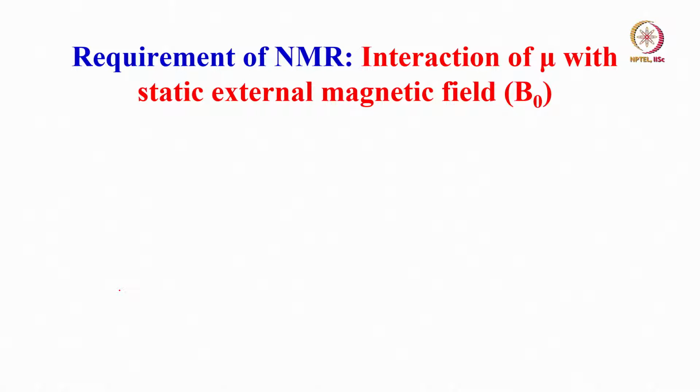Today let us start discussion about Zeeman interaction. So Zeeman interaction, one of the important requirements for NMR is the interaction of the magnetic moment mu with the static magnetic field B naught. So this is very important.